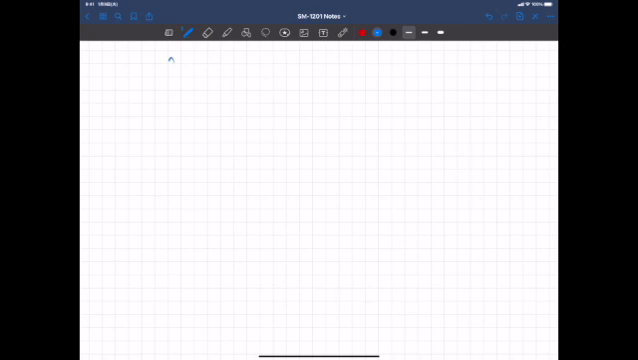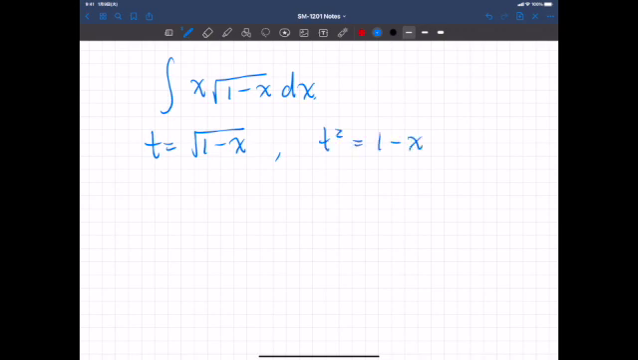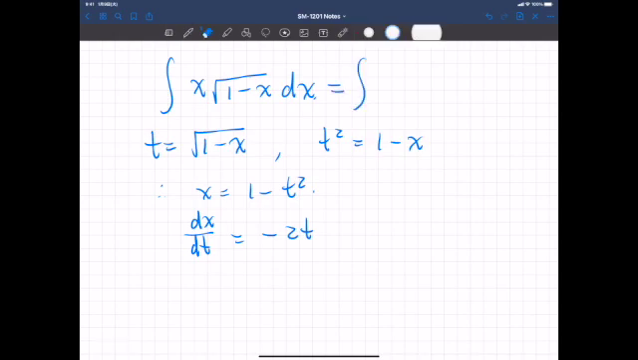Next, consider integrating this function, x times square root of 1 minus x dx. To integrate this, let's substitute t equals the square root of 1 minus x. If we square both sides, we have t squared is 1 minus x. So that means x is equal to 1 minus t squared, so dx/dt is minus 2t. Therefore, this integral becomes: x is 1 minus t squared, the square root of 1 minus x is t, and dx is negative 2t dt.